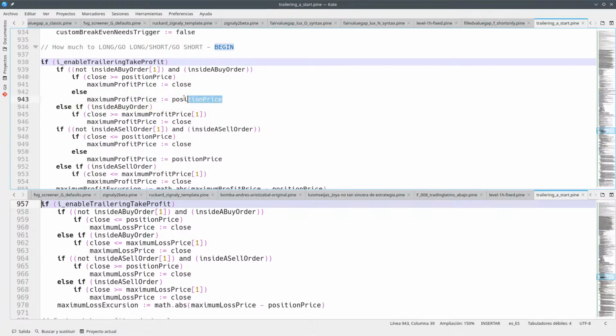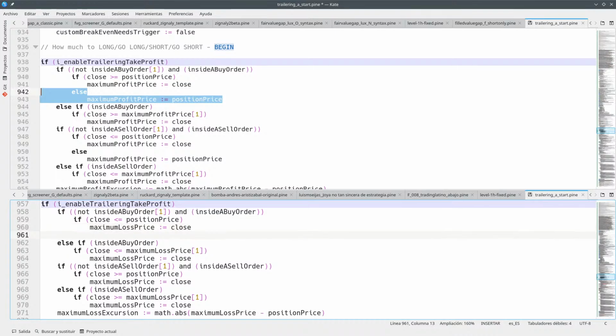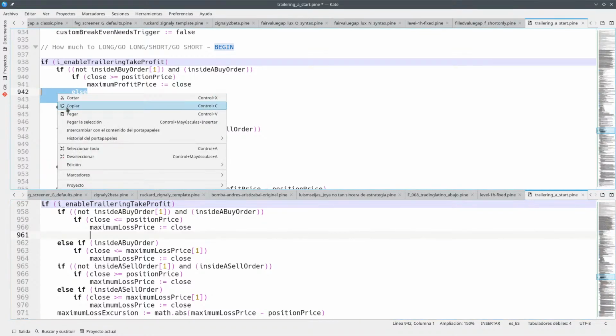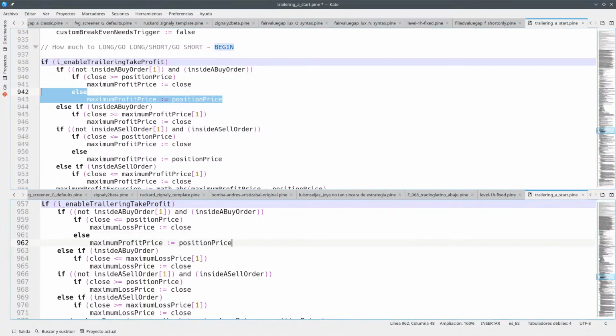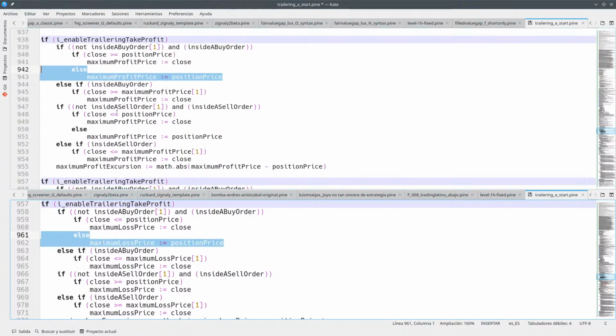Yeah, so we need this else here in order to have a maximum loss price that makes sense always. So the first time you are here, if the price goes down, otherwise what you want to do is to have this instead, which is maximum profit price is position price. However, what we want to use is maximum loss price. Okay, the same thing should happen down here, I guess.